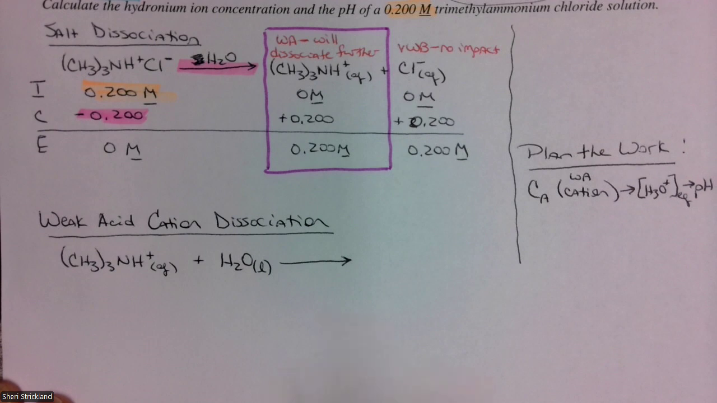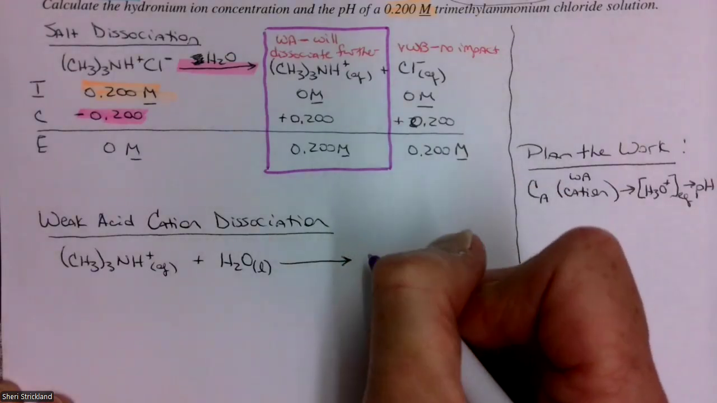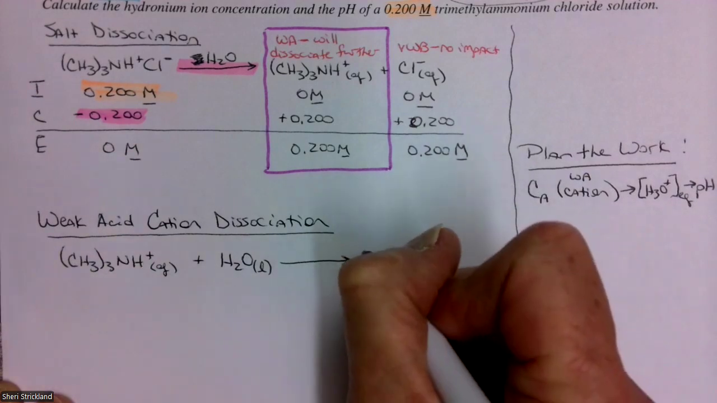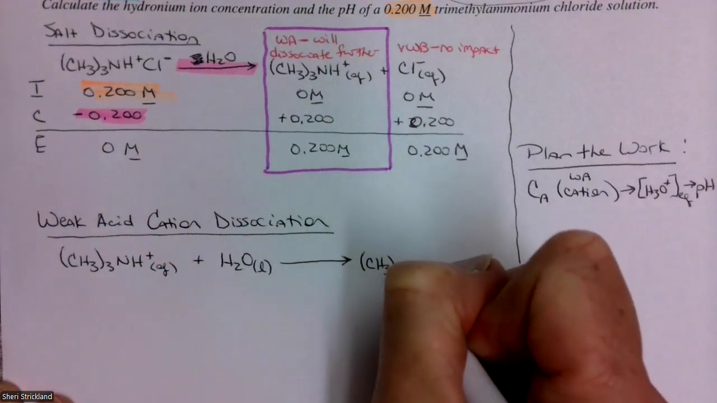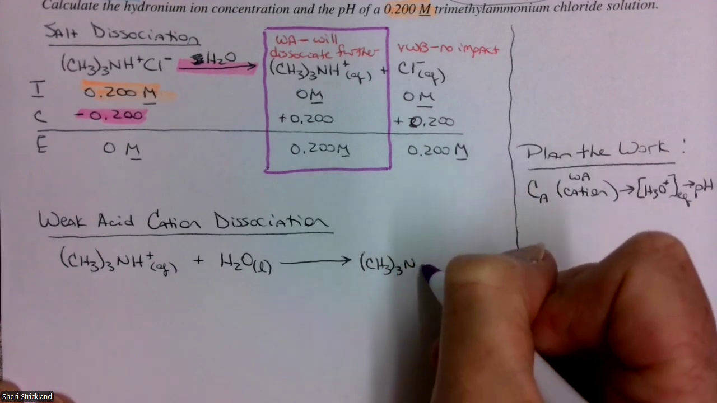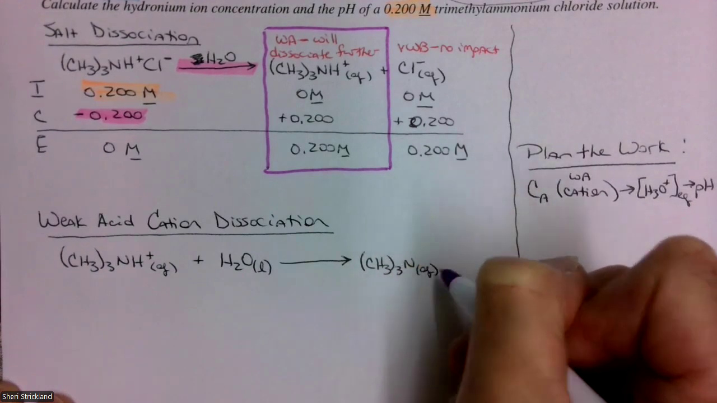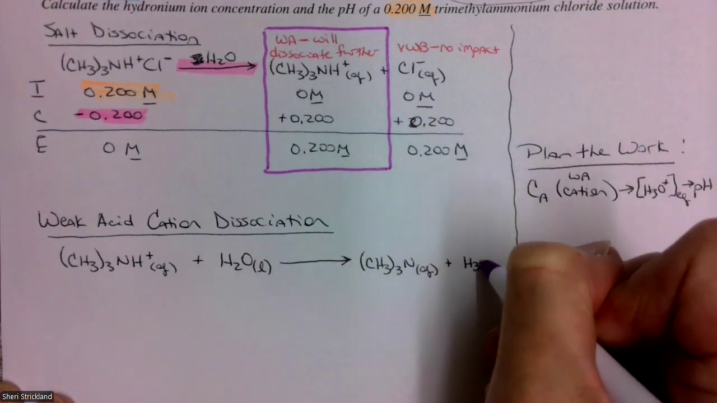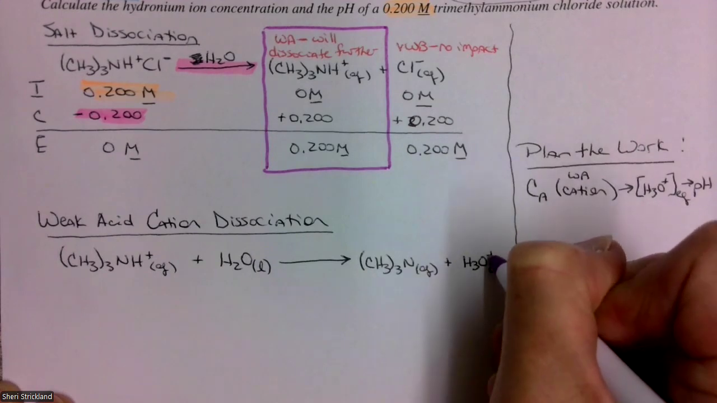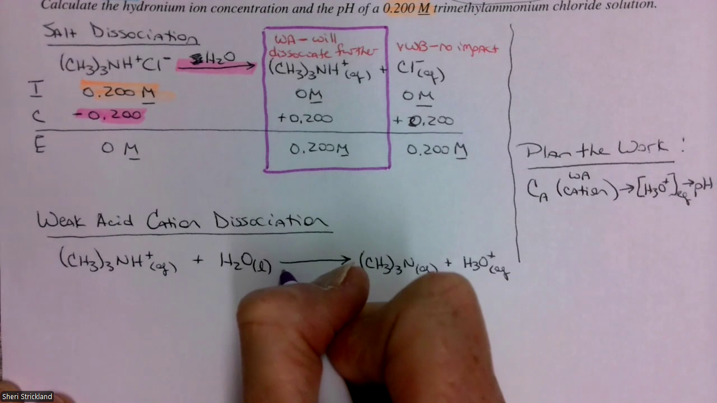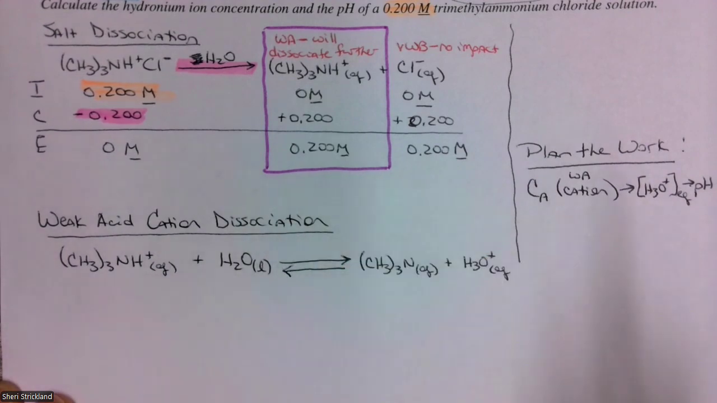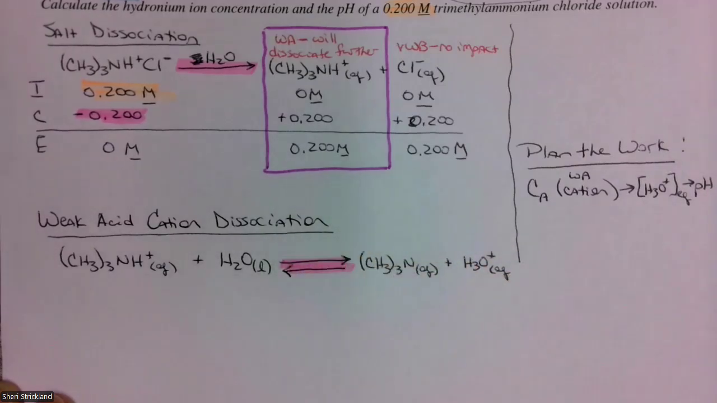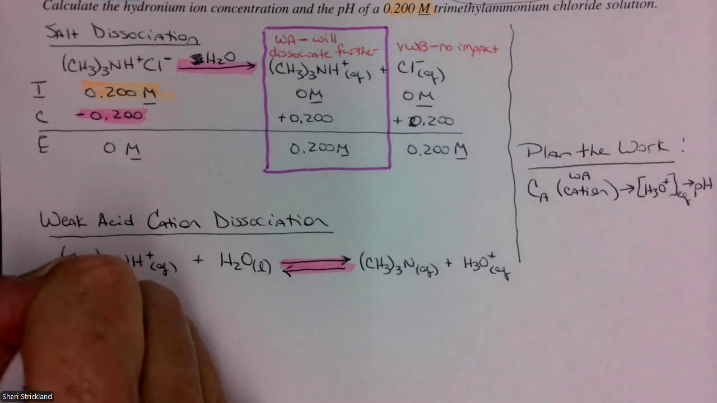All right, welcome back. So the products: if this is an acid, it's going to lose a hydrogen cation and turn into its conjugate base. It donates the hydrogen to the water, which is acting as the base. And because this is a weak acid, this is a double arrow. Now, because it's a double arrow, that impacts how we set up the ICE table.